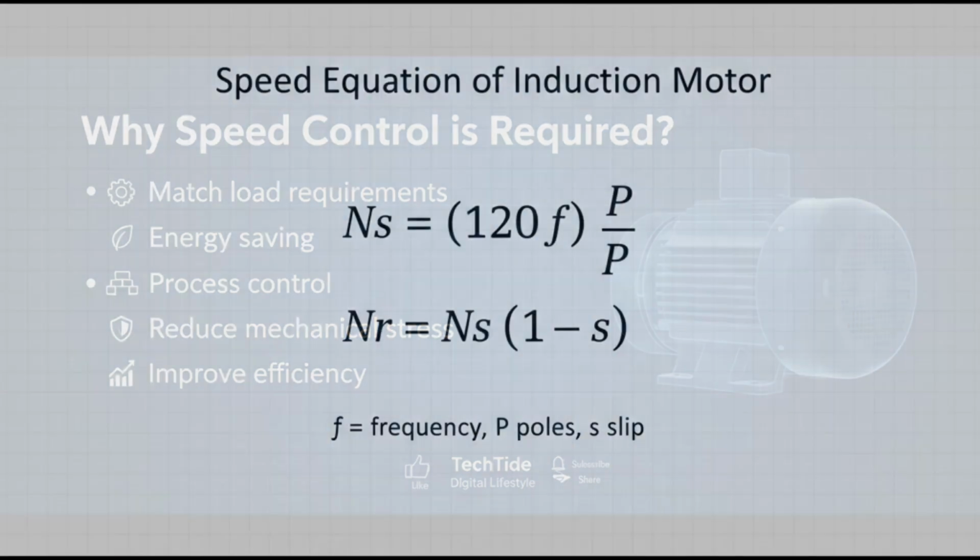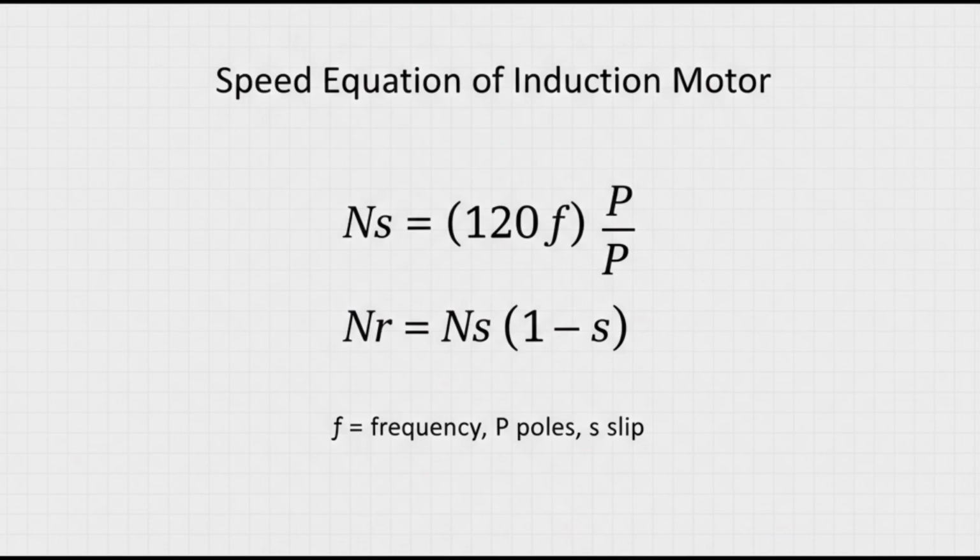Before discussing control methods, recall the speed equations of an induction motor. The synchronous speed depends only on supply frequency and number of poles and is given by N equals 120 times frequency divided by poles. The actual rotor speed is slightly less and is equal to synchronous speed multiplied by 1 minus slip. Slip is the fractional difference between synchronous speed and rotor speed. These equations show clearly that if we want to change motor speed, we must change either the supply frequency or the number of poles, or affect slip by electrical methods.